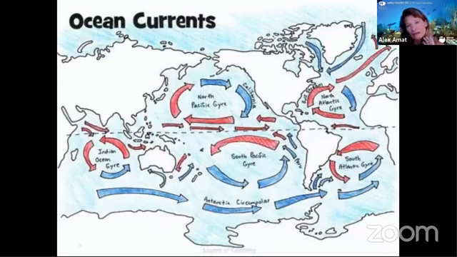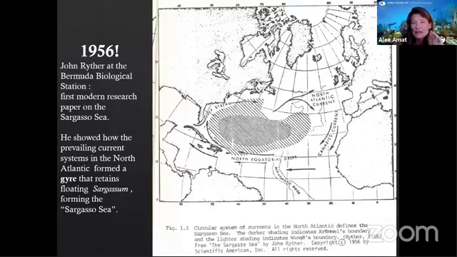I think it's the perfect timing right now to pass it on to Robbie, because he's going to zoom in and narrow in on the gyre that we have around Bermuda, because it's very important for the definition of the Sargasso Sea.